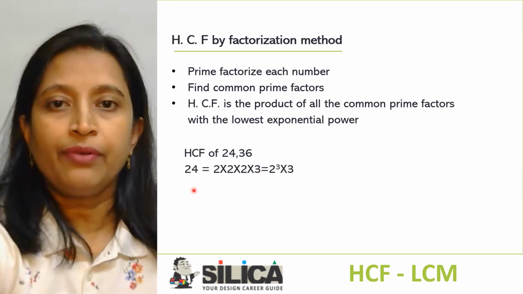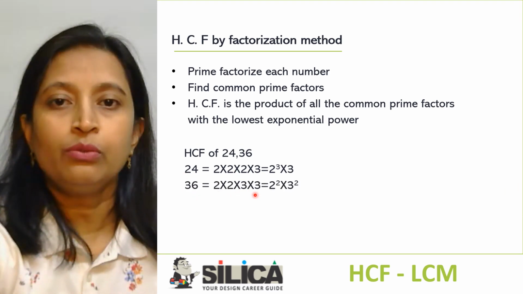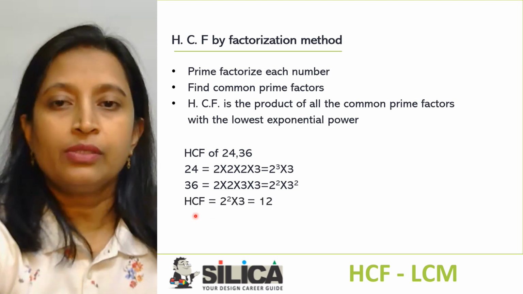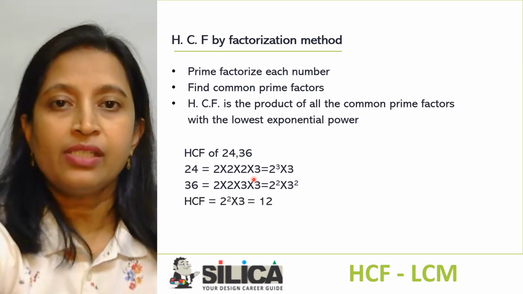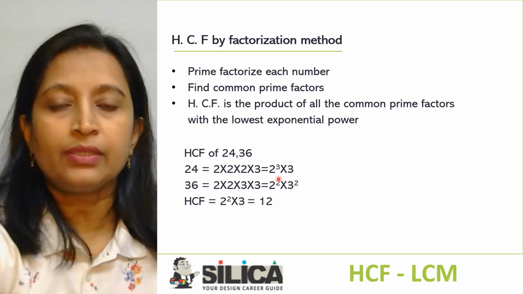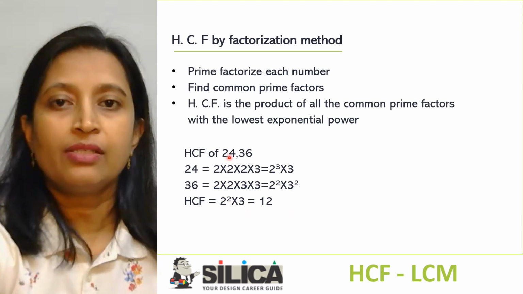The prime factors of 24 are 2 into 2 into 2 into 3, and the prime factors of 36 are 2 into 2 into 3 into 3. To find the HCF, we see the common factors. The common factors are 2 and 3. We will take the lowest exponential power. The lowest power for 2 is 2 and for 3 is 1. So the HCF will be 2 into 2 into 3, that means 12. So here the answer will be 12.